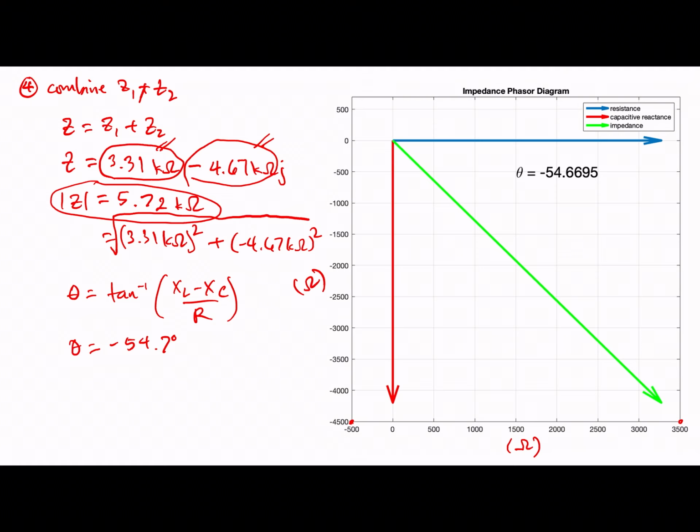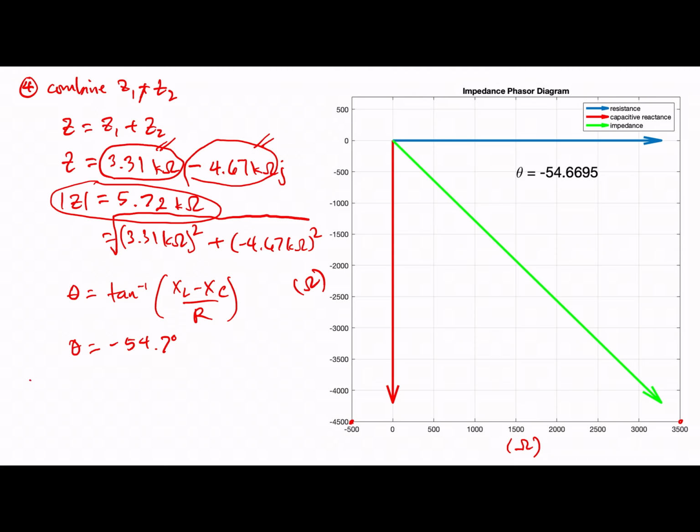Okay, but you can check for yourself that the mathematical answer is correct. You can also see that the angle is negative 54.7 degrees. And it's negative because, again, the circuit is purely capacitive, and we expect the reactive component to be in the negative part. Okay, the magnitude of this green arrow is 5.72 kilo ohms.